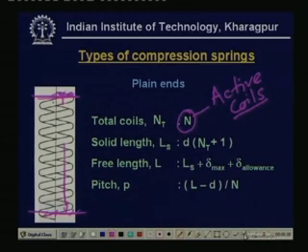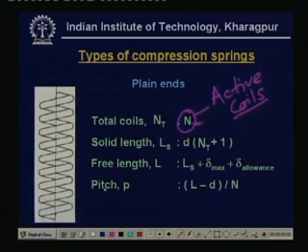So we understand this total coil. In the case of plain end, because there are no other manufacturing considerations, the total coils is simply the same as the number of active coils.